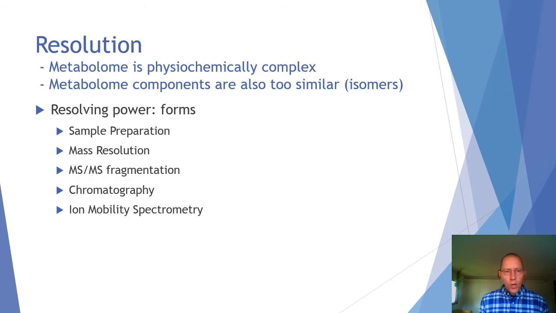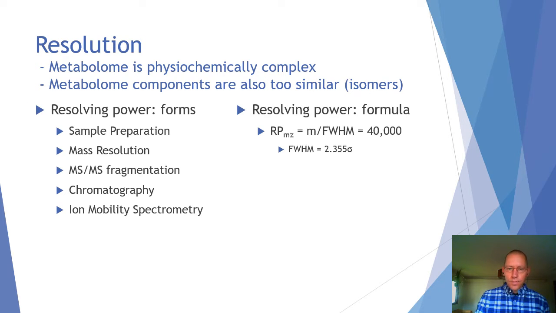I think everybody knows that the metabolome is a physiochemically complex sample type, but we're also confronted with the issue that the metabolome components are also too similar to each other in many cases, that is, isomers. So to deal with it, we need many forms of resolving power. These forms include sample preparation. The one we think about most frequently is mass resolution. MS-MS fragmentation is a resolving dimension. Chromatography, and finally ion mobility spectrometry, probably the newest addition to our toolbox.